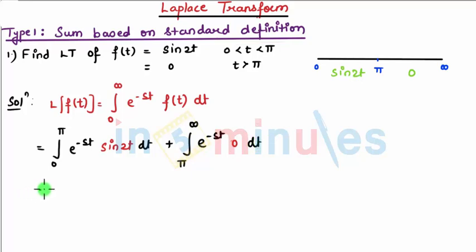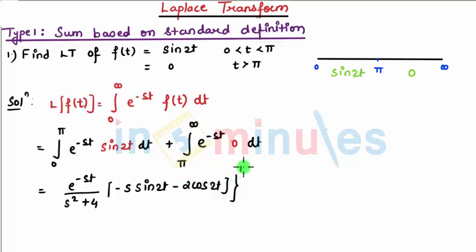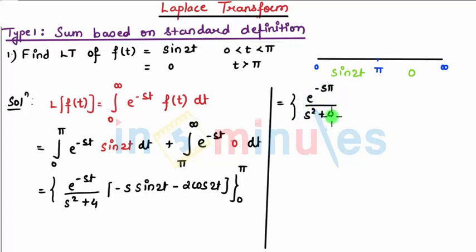So the second term is 0 and the first changes to e raised to minus st divided by s square plus 4, times minus s sin 2t minus 2 cos 2t, where the upper limit is pi and the lower limit is 0. When you put the upper limit, that becomes e raised to minus s pi divided by s square plus 4. When you put pi, sin becomes 0, and cos 2 pi becomes 1, which gives a value of minus 2.